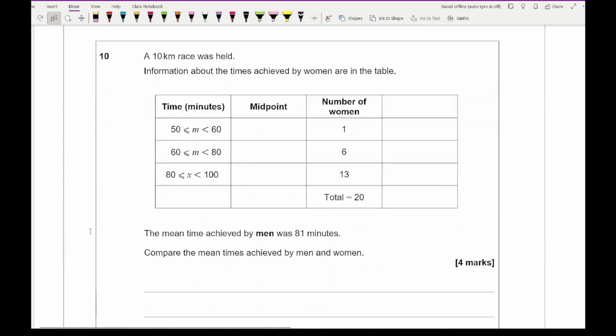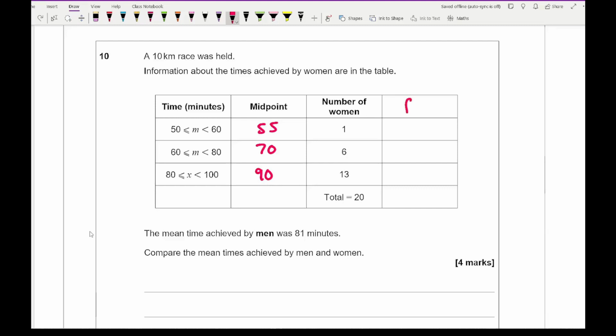Moving on to question 10, it says that a 10k race was held. Information about the times achieved by women are in the table. And the question then says the mean time achieved by the men was 81 minutes. Compare the mean times achieved by men and women. So for this, what we need to do is complete the table. So we know the midpoints are going to be 55, 70 and 90.